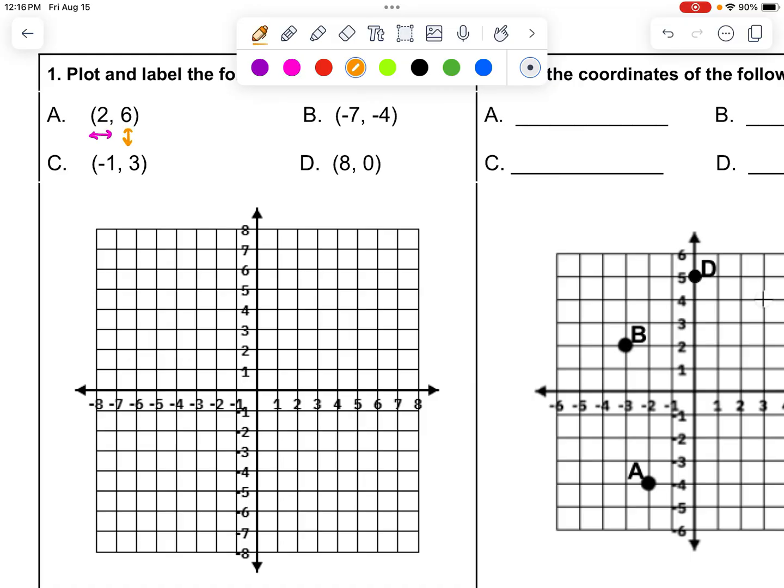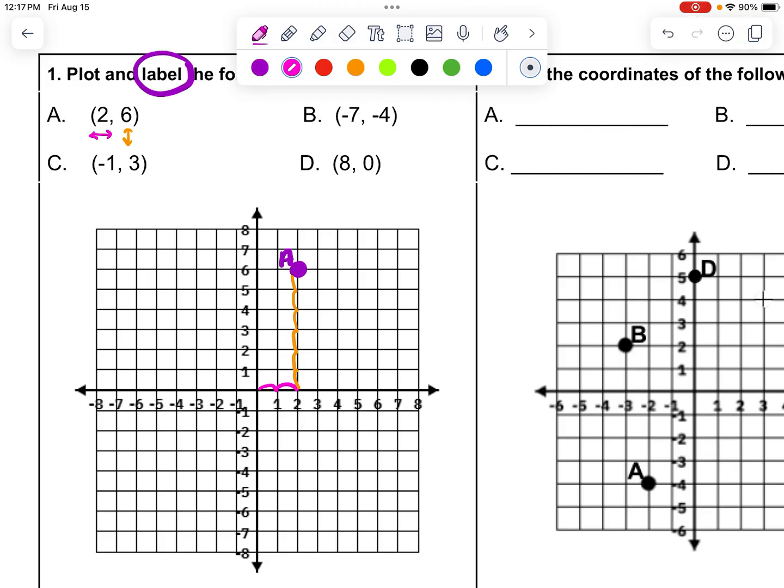Since the first number is 2, for this point, I'm going to go to the right 2 spaces, 1, 2, and then I'm going to go up 6 spaces, 1, 2, 3, 4, 5, 6. So this point right here is going to be labeled A because I need to know the difference between that point and all the other ones. So we need to make sure to label. It'll say that in the instructions, but you just need to remember to label.